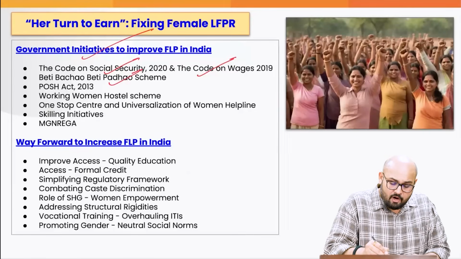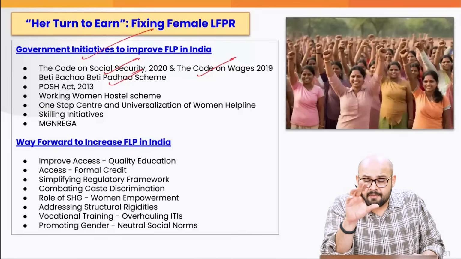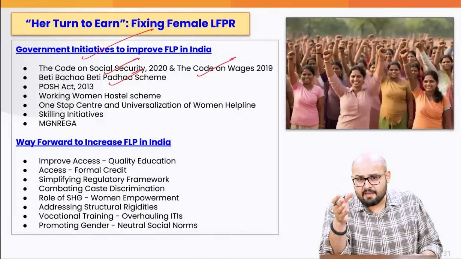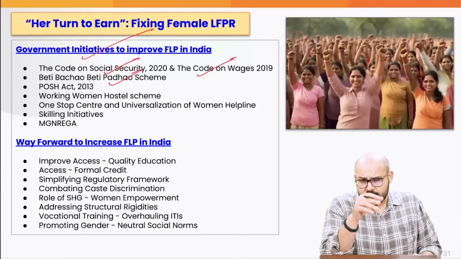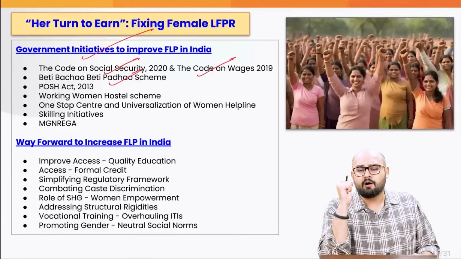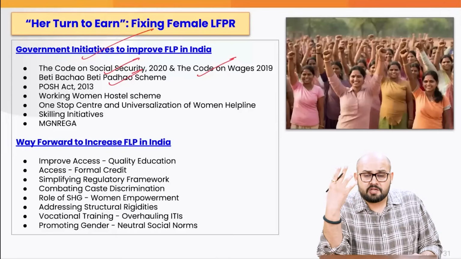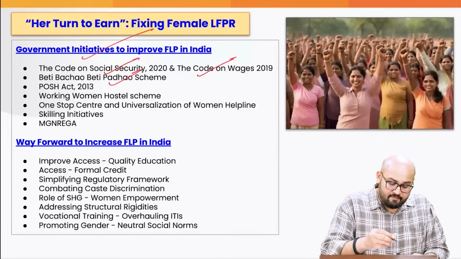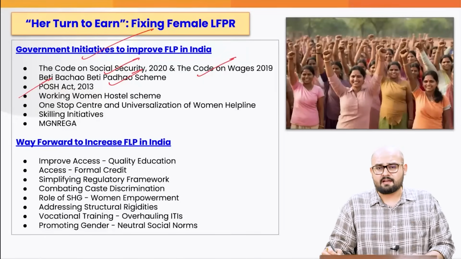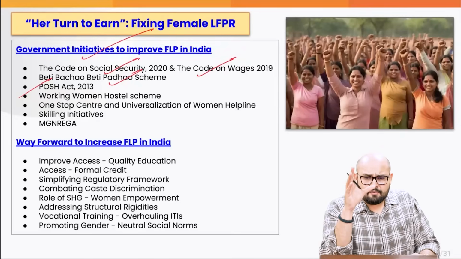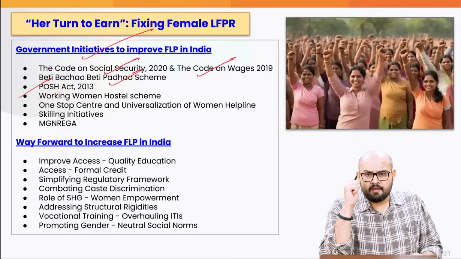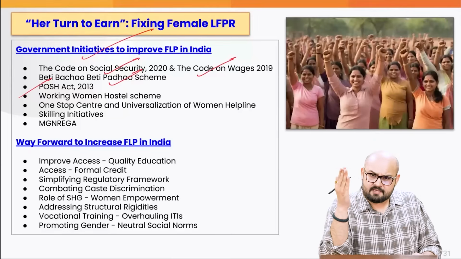Next, we have Beti Bachao, Beti Padhao. Again, it was a tri-ministerial effort. I would be really happy if you tell me which were the ministries involved with respect to Beti Bachao, Beti Padhao. It was primarily for the survival, protection, and educational attainment of women in the country. Next, we have the Sexual Harassment at Workplace Act, which provides a very robust grievance redressal mechanism when women suffer harassment at the workplace.